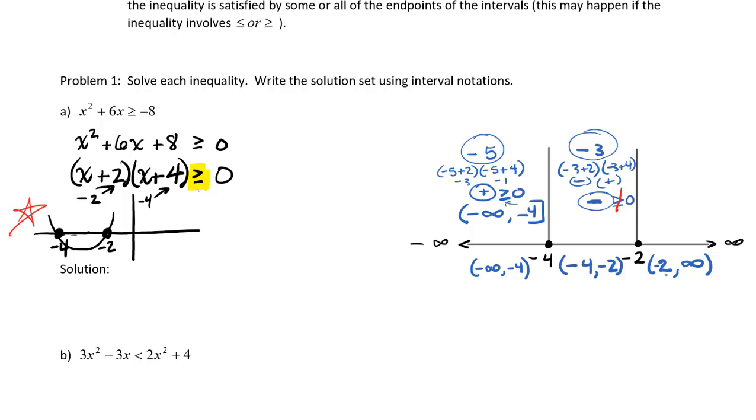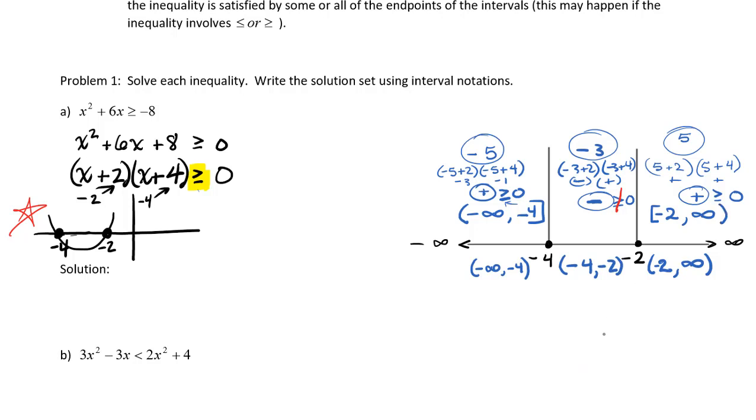And then lastly, let's pick a value that is positive, say 5, as my test value. Substituting that in, I'll have 5 plus 2 times 5 plus 4. Both of those values are positive, so a positive times a positive is a positive. And so my test value produces a greater than or equal to 0 interval. And so my last interval for which this is true is from negative 2, including negative 2, to infinity.